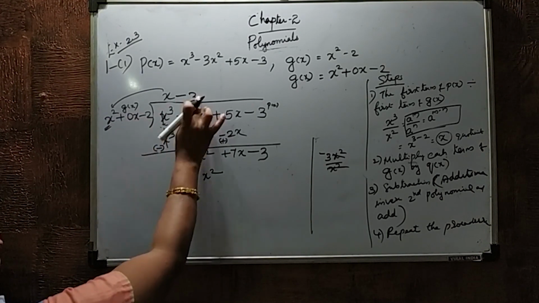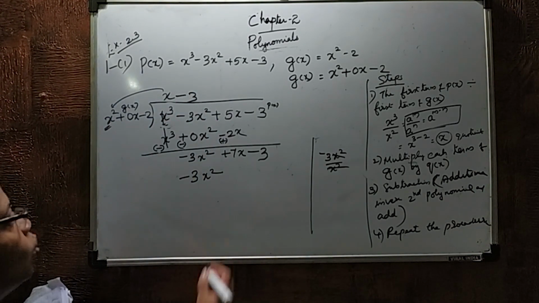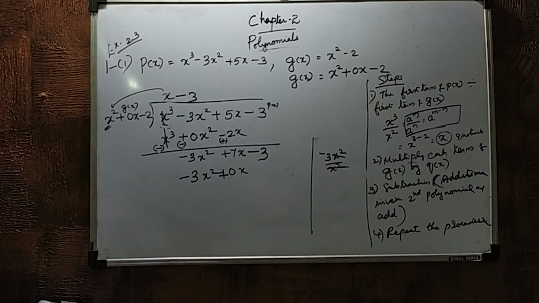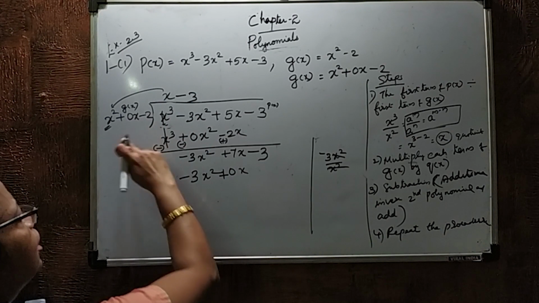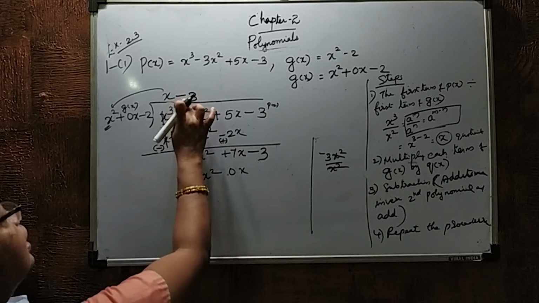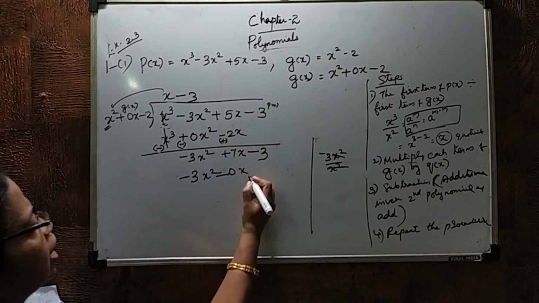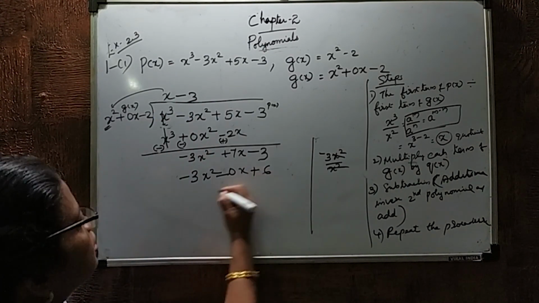Negative 3 into 0 is 0, so it is 0x plus 0x. Otherwise it is negative also, no problem. It is negative 3 into 0, it is negative 0x, okay. Then negative 3 into negative 2, positive 6.